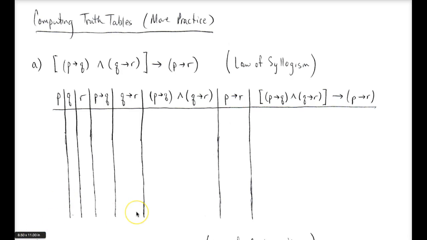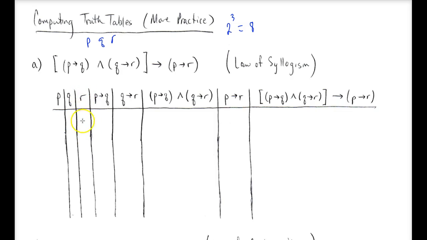All right, so what we're going to do here is first work on the law of syllogism, and then after that, for the rest of these that I have for you, I'll just fill out everything, and you can look at it to see if you get the same thing. Okay? All right, so for the law of syllogism, we start off and we have three separate statements. We have a P, we have a Q, and we have an R. So this time we know we need to have 2 raised to the 3 rows, which is 8.